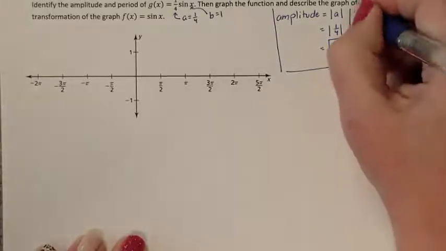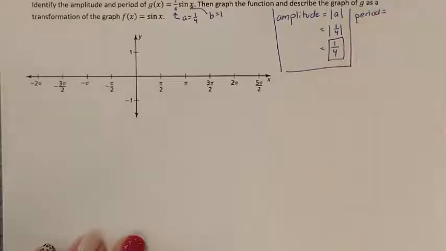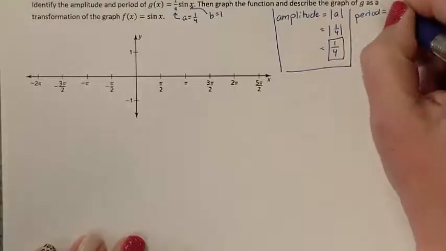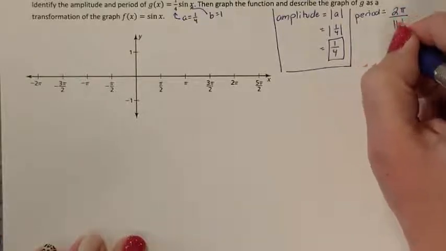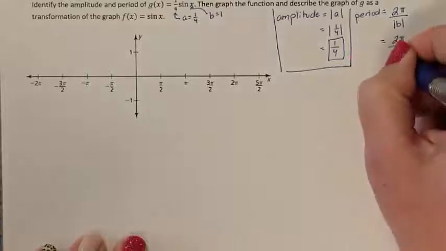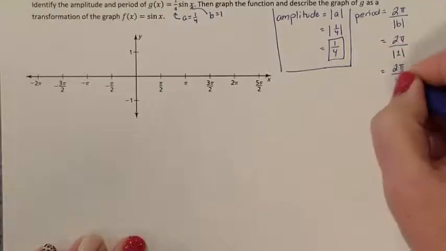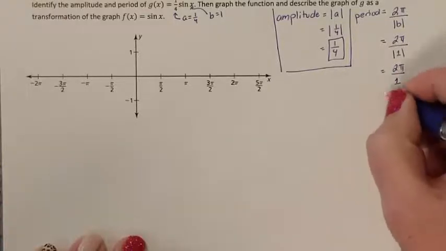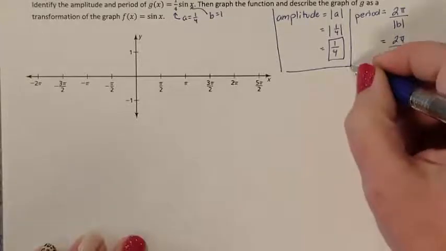So now I need my period. How long is the segment going to be before it repeats? Period is a formula. It is 2 pi divided by the absolute value of B. So I have 2 pi divided by the absolute value of my B, which is 1. The absolute value of 1 is 1. 2 pi divided by 1 is 2 pi. So my graph is going to be 2 pi long, and then it will start repeating again.